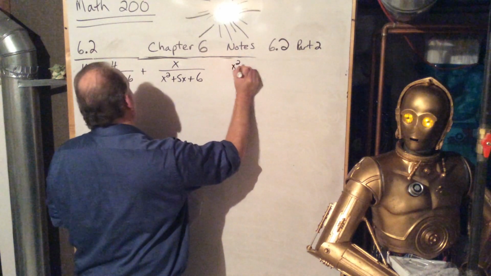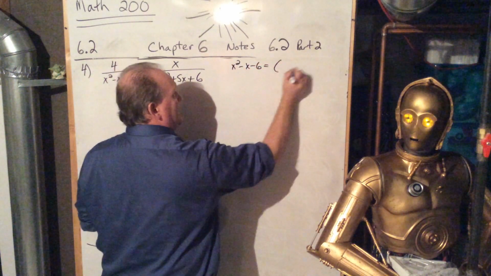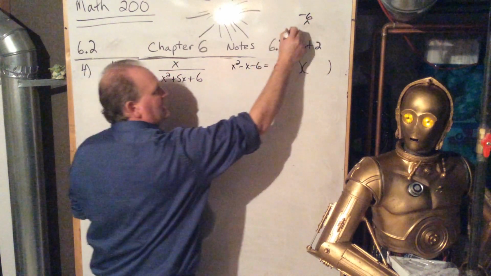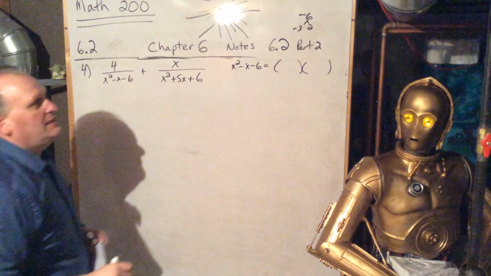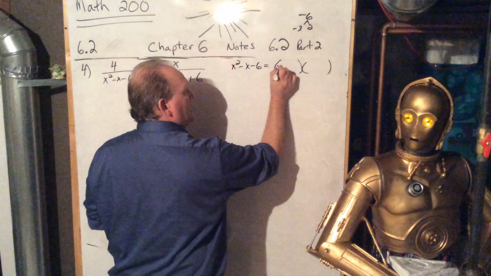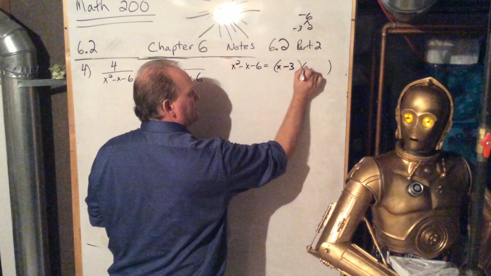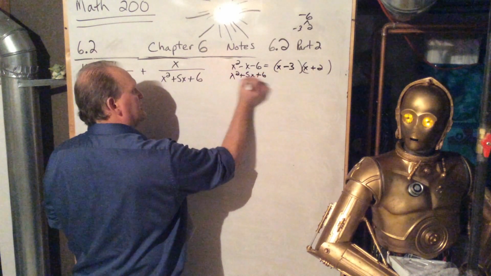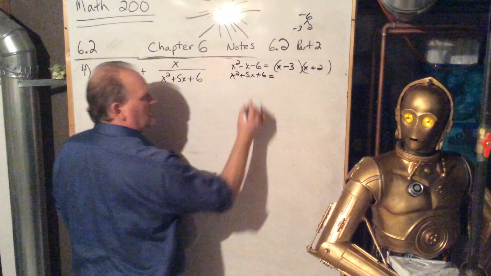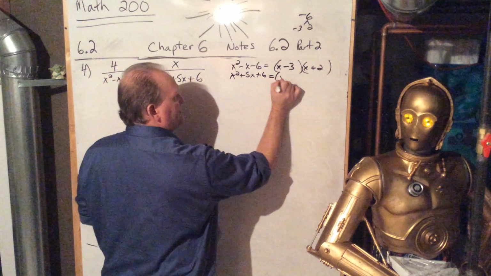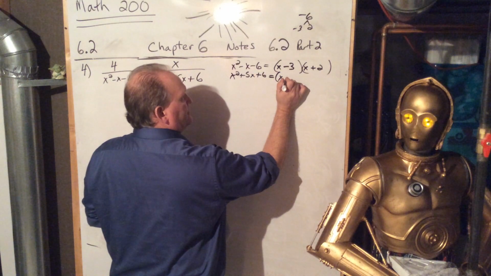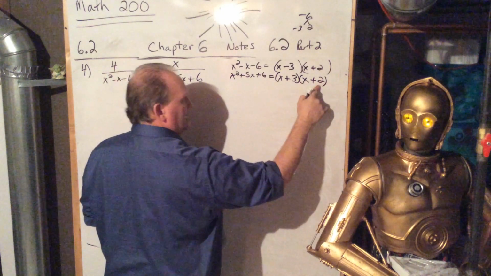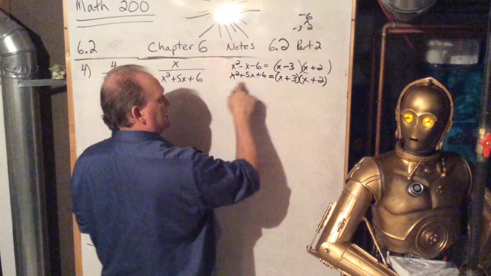X squared minus x minus 6 multiplies to be negative 6. So suspects for negative 6. Negative 3, positive 2 is negative 1 when you add them together. So that's what we want, x minus 3, x plus 2. And then this one, x squared plus 5x plus 6 is equal to 2 and 3, right? X plus 3 and x plus 2. Positive 3 times positive 2 is positive 6, and 3x plus 2x is 5x.